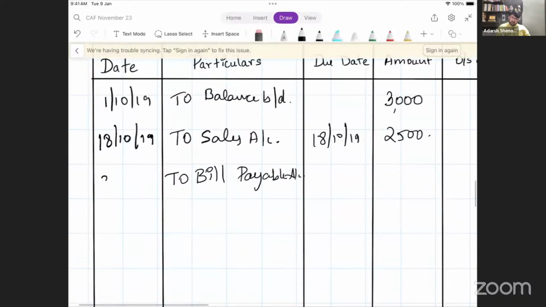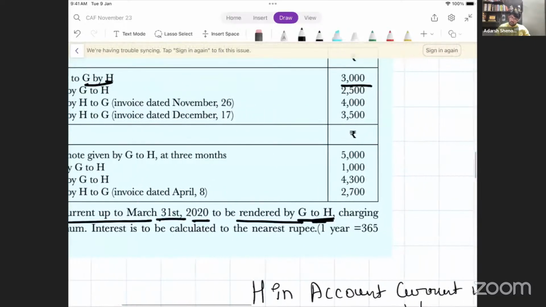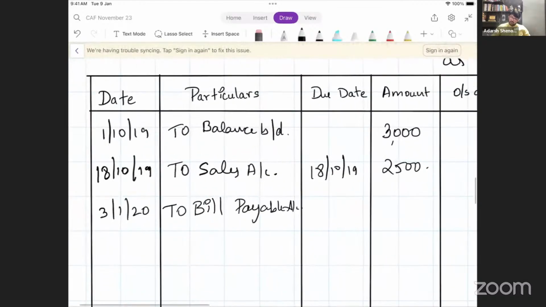On which date I gave the promise? 3/1/20. How much is the amount? 5,000. What is the due date? What is the due date for this? Should I add 3 days of grace? The answer is yes. Why?